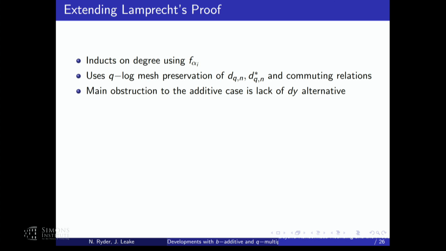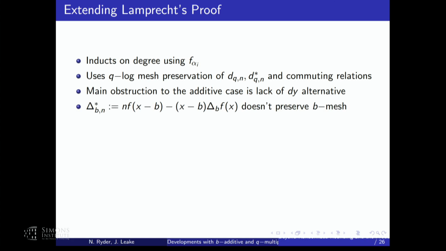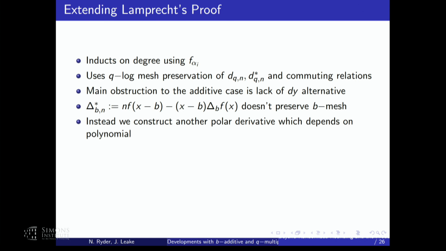And it turns out in the additive case, you don't get a polar derivative. So this is the natural polar derivative. Don't worry too much about the symbols, but just worry about this punchline. It doesn't preserve b-mesh. So if you try to construct what would be the natural polar derivative, the analogue in the finite difference case, it doesn't exist. And so his proof falls apart.